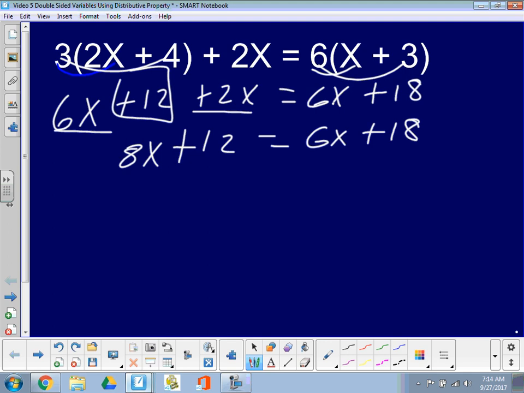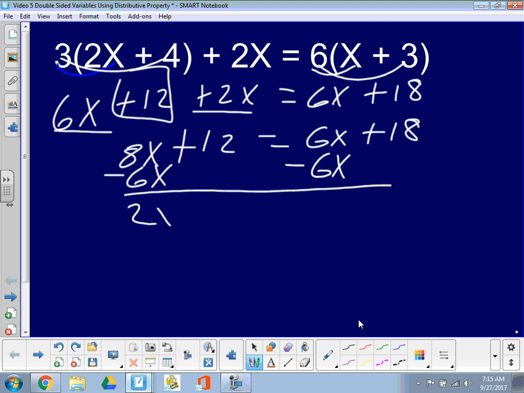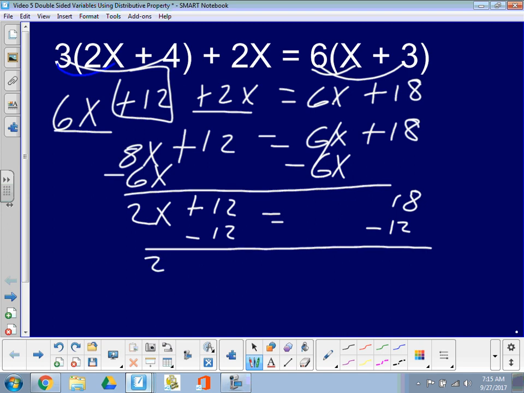Now we're to a double-sided variable equation. I want to get a letter on one side, number on the other. I'm going to start by eliminating one of the sets of x's. I'm going to get rid of the 6x. To keep it balanced, do that to the other side. And I get 2x plus 12, those two cancel, is equal to 18. Subtract 12, and I get 2x is equal to 6. Divide by 2, and I get x is equal to 3.